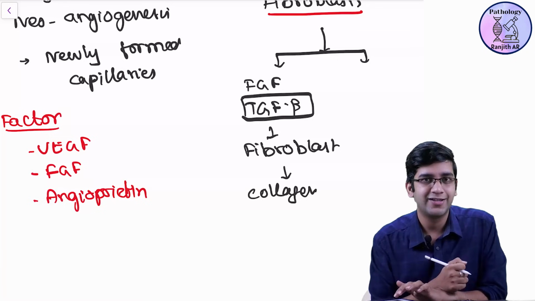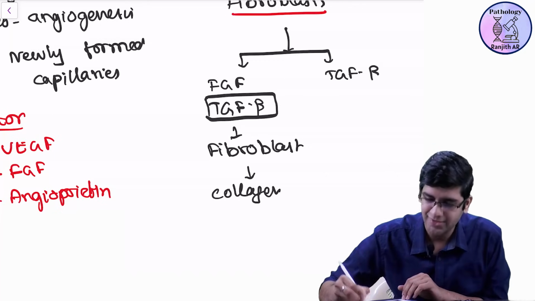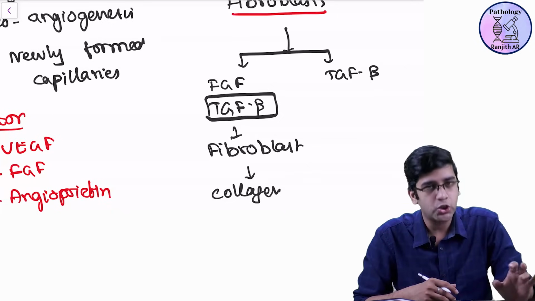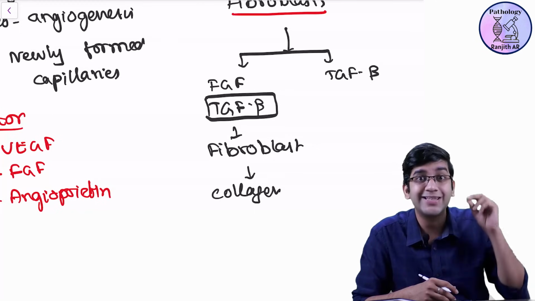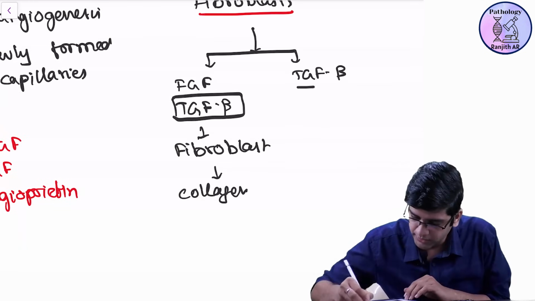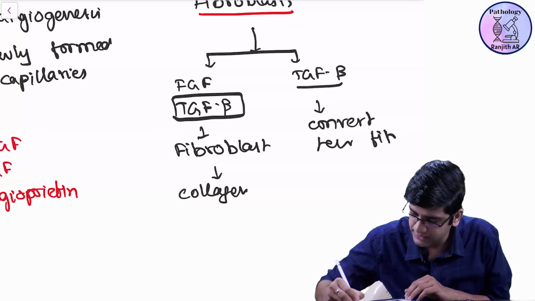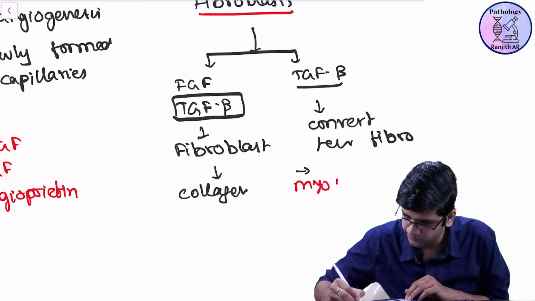Not only that, this TGF beta does one more tiny naughty thing. It's going to help me in one more place. This TGF beta not only brings fibroblasts, they also differentiate few of the fibroblasts to myofibroblasts.